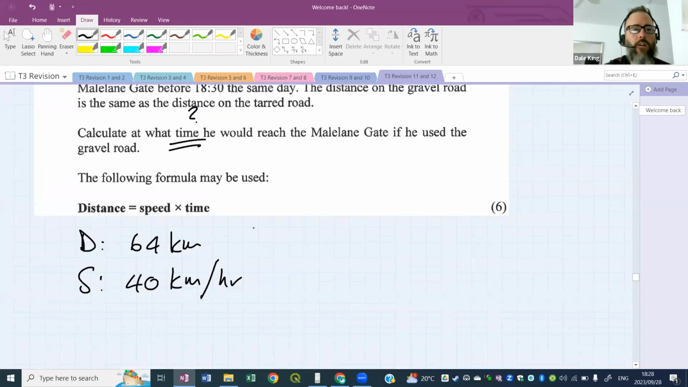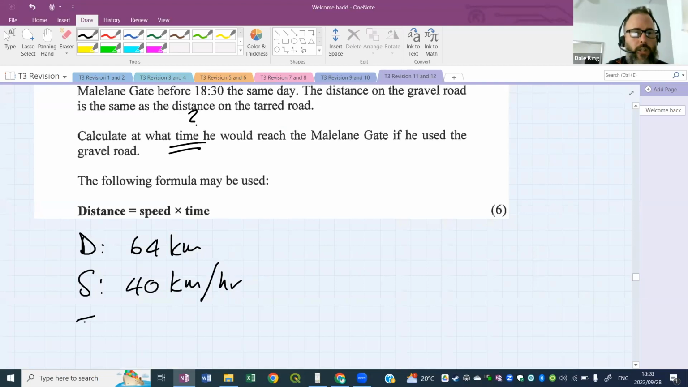And we need to work out time. There we go. So when you get a speed, distance and time question, you have to have 2 of the 3 things. If you have 2, you can find the third. So we got 2 of the 3. We got distance and speed, but we don't have time. That's what they want us to find out. Will he make it to the gate? All right. So yes, well done, guys. 40 kilometers per hour. So we're going to take the time.